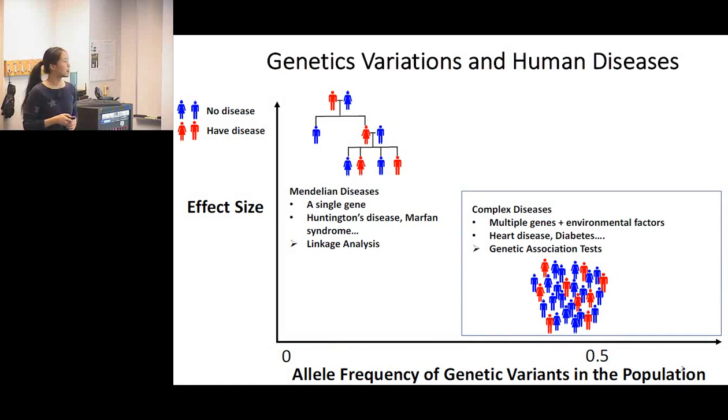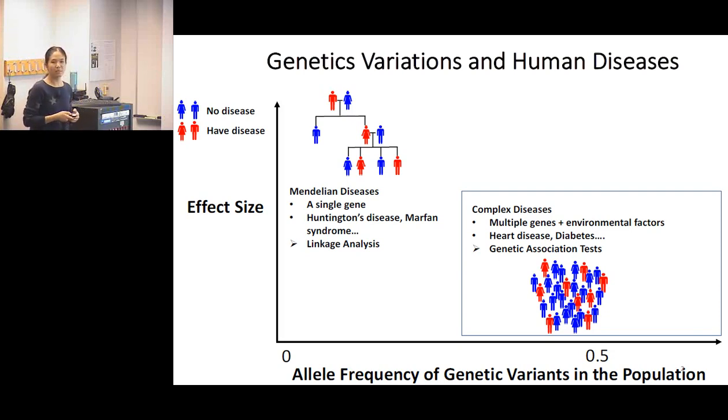We know genetic variations can cause human diseases, and there are two main categories of human diseases. The simple one we call Mendelian diseases. They are usually caused by genetic variations in one single gene. Those genetic variations usually aggregate within one or multiple families, so we can use family-based studies to try to identify them. On the other side, the other category of human genetic disease is called complex diseases.